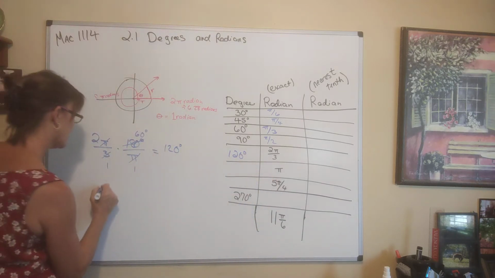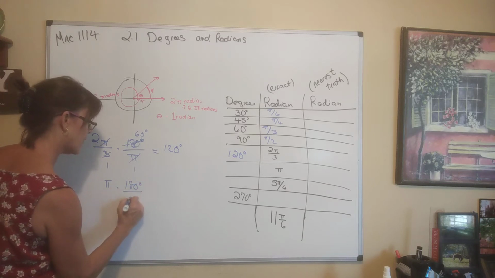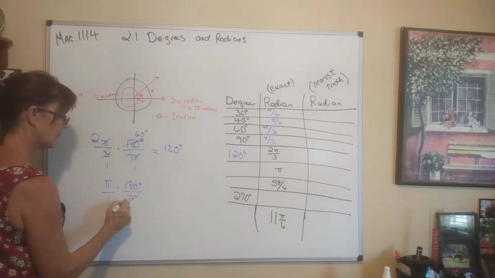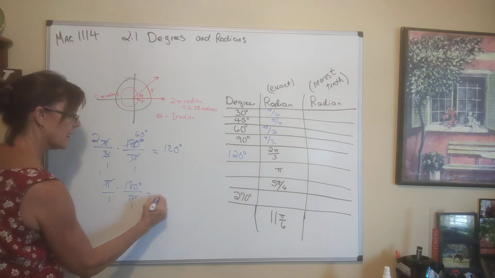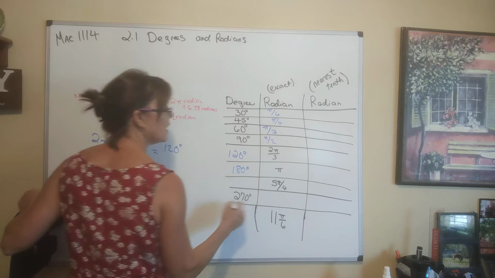Let's take pi and multiply by 180 degrees over pi. And we see what happens here: these cancel. And we get 180 degrees is what this converts into.